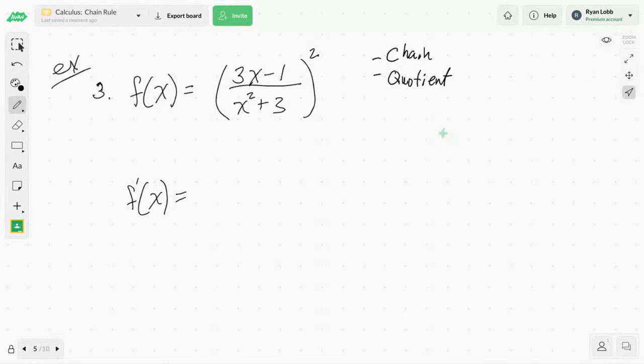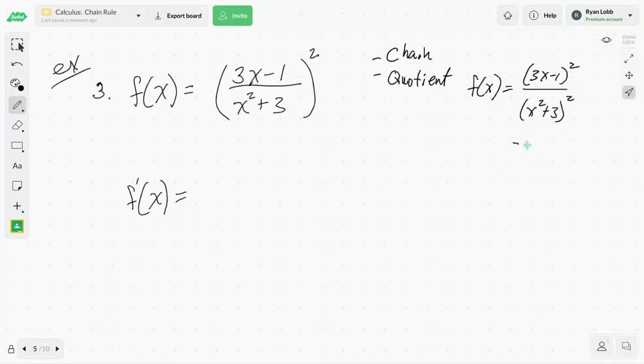And there's not one way to do these, all right? I could rewrite this one first by squaring it, and I could rewrite f of x as 3x minus 1 quantity squared over x squared plus 3 quantity squared. Okay, I could do that.